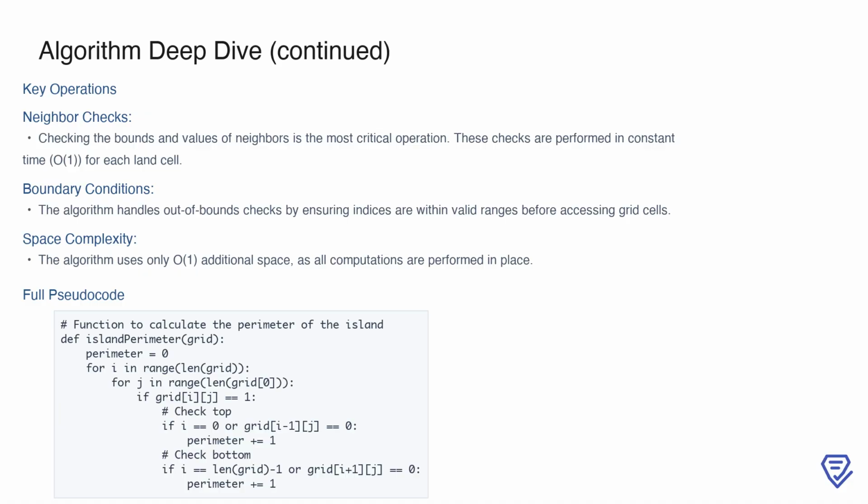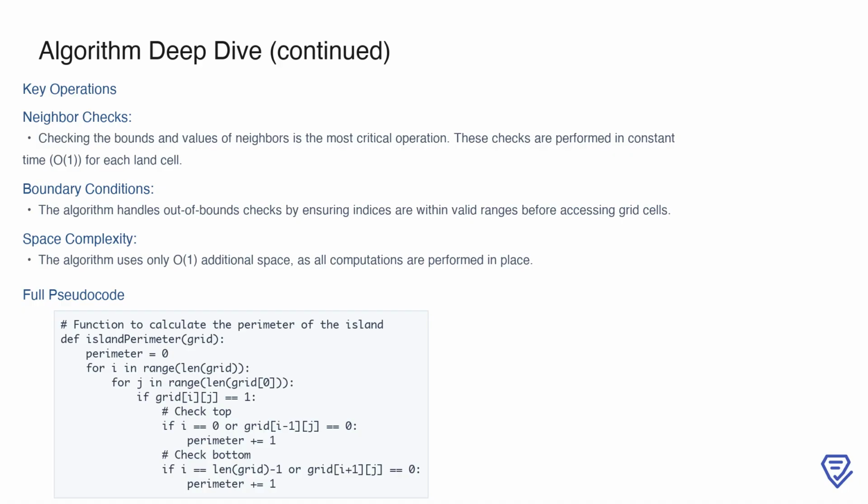The key operation in this algorithm is the neighbor check, which is performed for each land cell. This involves checking the bounds and values of the 4 neighboring cells: top, bottom, left, and right. Each of these checks is constant time, or O(1), making the algorithm efficient. The boundary conditions are particularly important here to ensure that out-of-bounds indices are handled correctly.